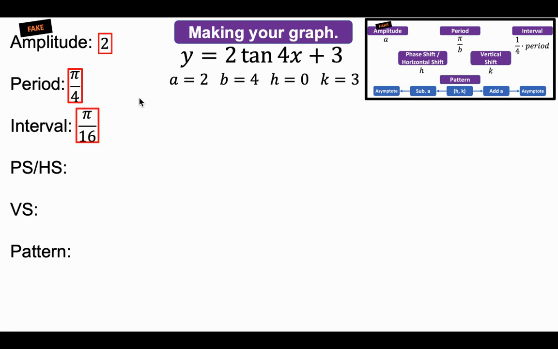Phase shift is just my h, which is 0. Vertical shift is just my k, which is 3. Now we're going to start our pattern. Our pattern starts in the center. Our center is h comma k.